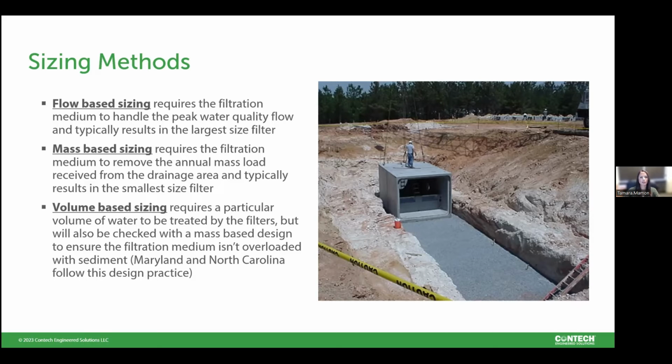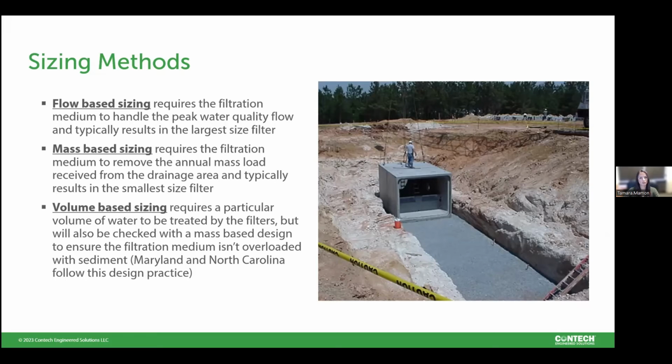And finally, a little less common is the volume-based sizing approach. It is still used in some locations on the East Coast, like Maryland, but this requires a particular volume to be treated by filters. And this is also checked against a mass-based design because we want to make sure that that filtration medium isn't being inundated with sediment.